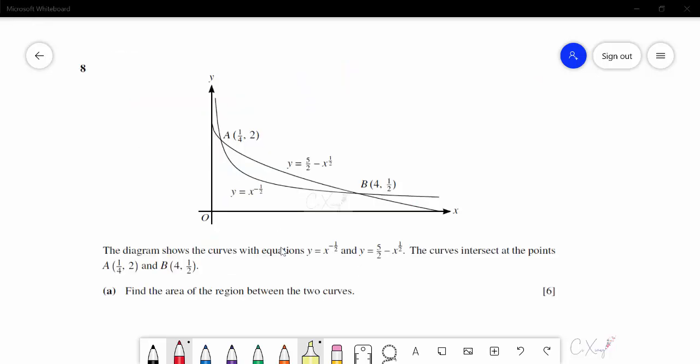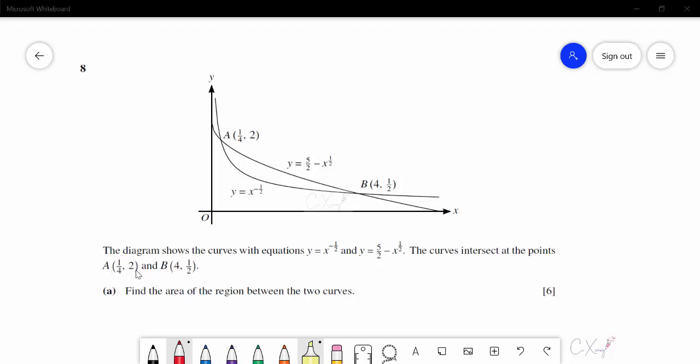Now we are having question number 8. The diagram shows the curve. There are two curves here actually. So this is the first equation and this is the second equation, the second curve. The curves intersect at the points A and B.